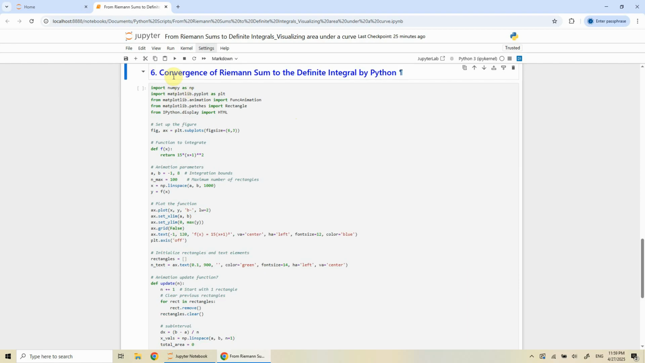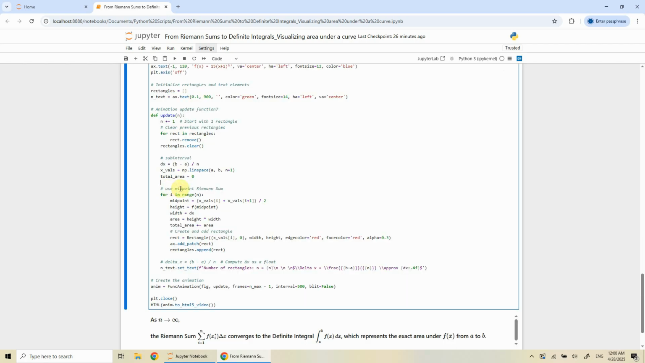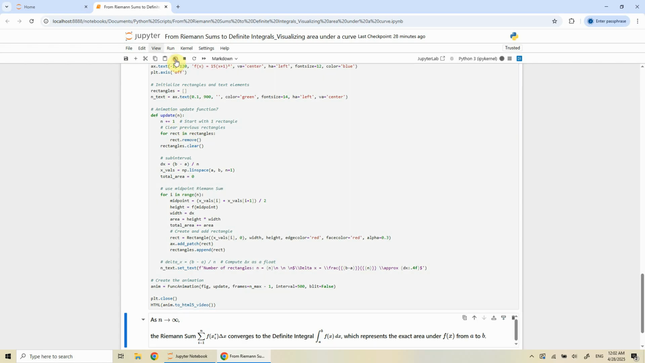Next, let's visualize the convergence of Riemann sum to the definite integral by Python. Here we kept the partition number at n equals 100, because after that, the approximated area already looks pretty much the same as the actual area. We use midpoint Riemann sum for our animation. Let's run the Python code.